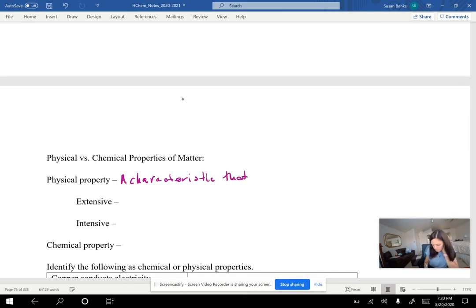That can be observed without changing the identity of the substance.